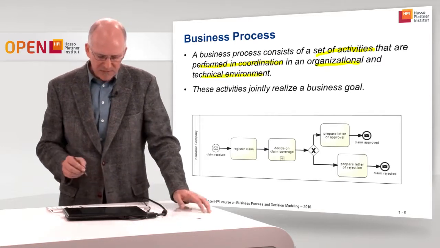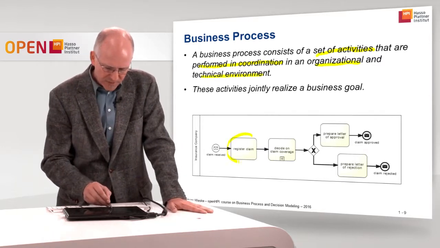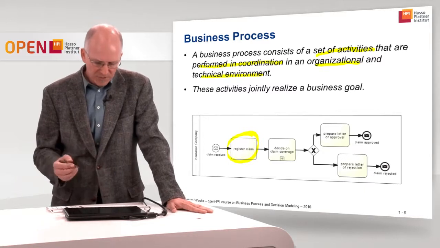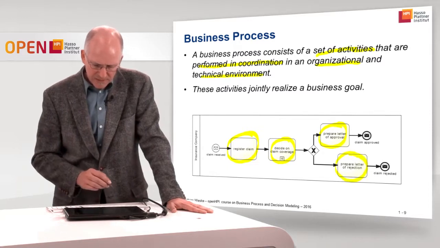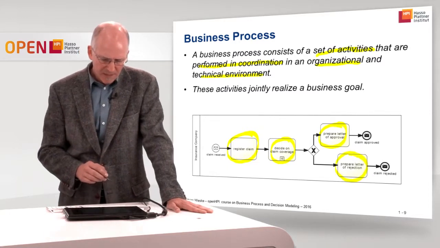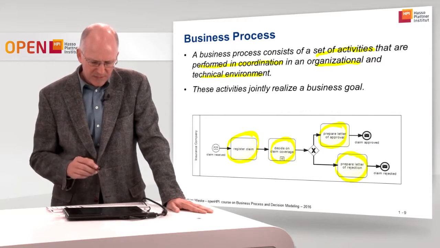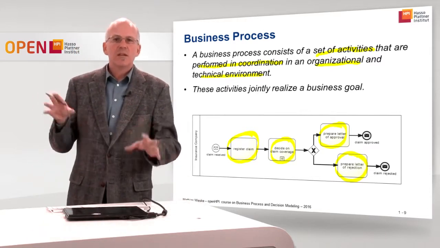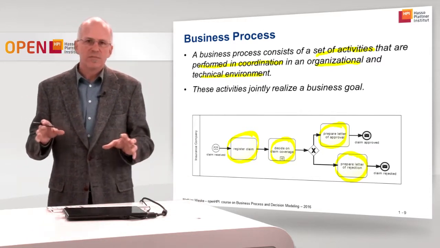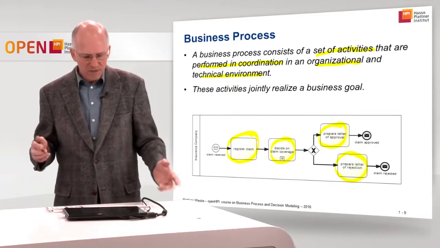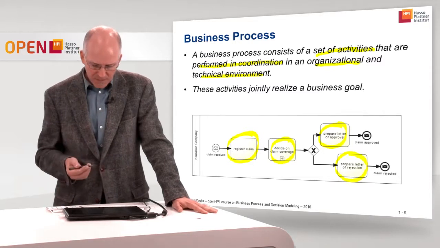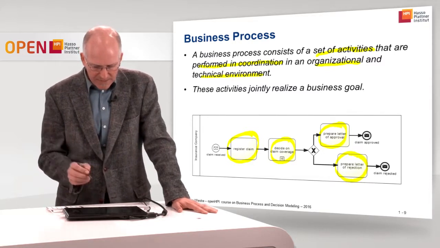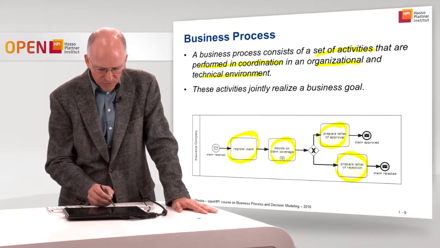So I'll start with the set of activities. Well, a set of activities is quite simple. We have here activities: register claim, decide on claim coverage, prepare letter of approval, and prepare letter of rejection. These activities are not independent from each other. These activities are performed in coordination. And the coordination is here mainly defined by the ordering in which things happen.